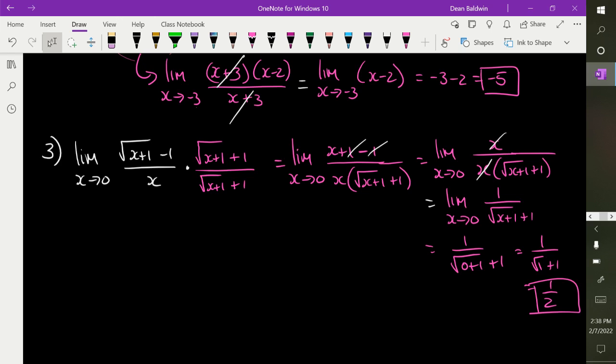Okay, so when you have a radical or square root, in this case, always use the rationalizing technique by using the conjugate, okay?